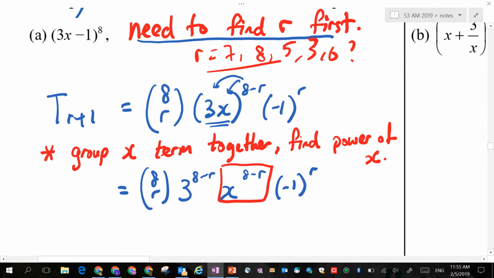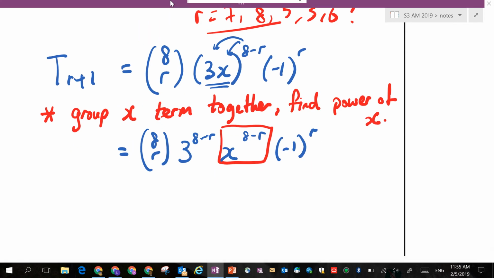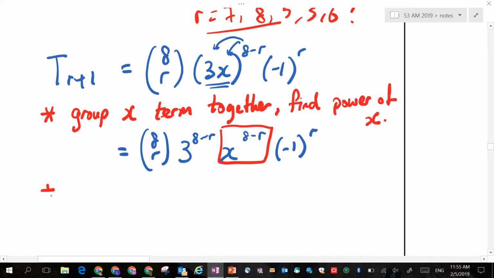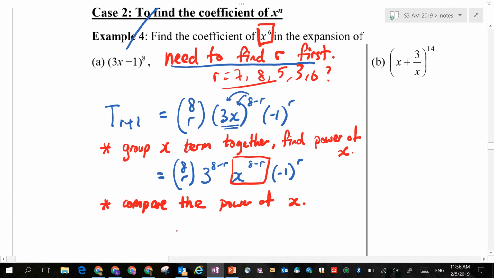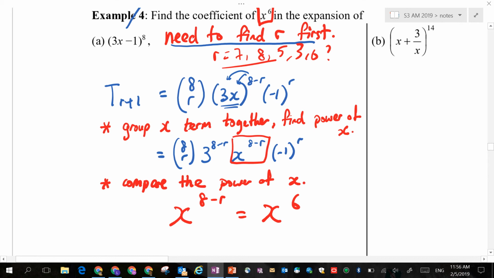Now look at the question. What did the question say? They want coefficient of what? Yeah. So now I want you to compare. Very good. The power of x. How do I compare the power of x? Read the question. The question wants x power 6. So can you write down x to the power of 8 minus R equal x power 6. What am I trying to do here? I'm trying to find the value of R.